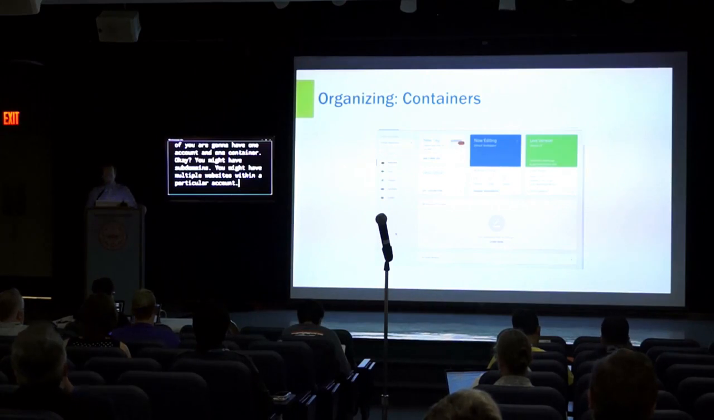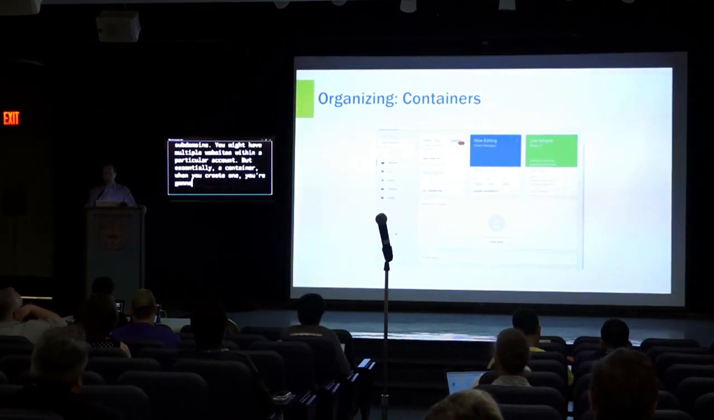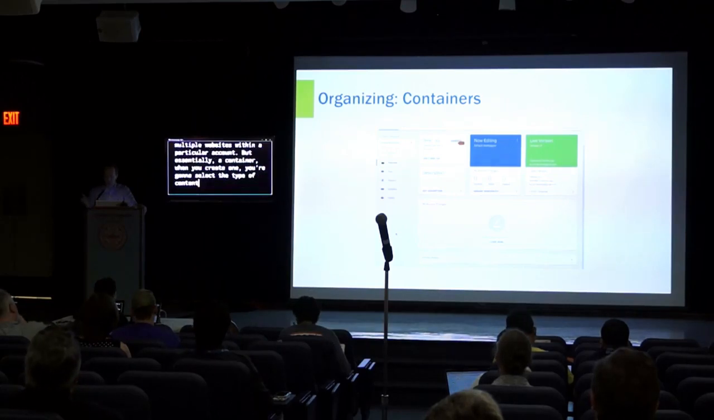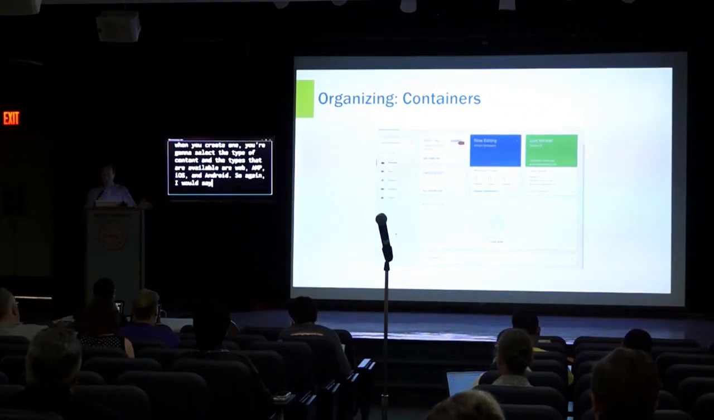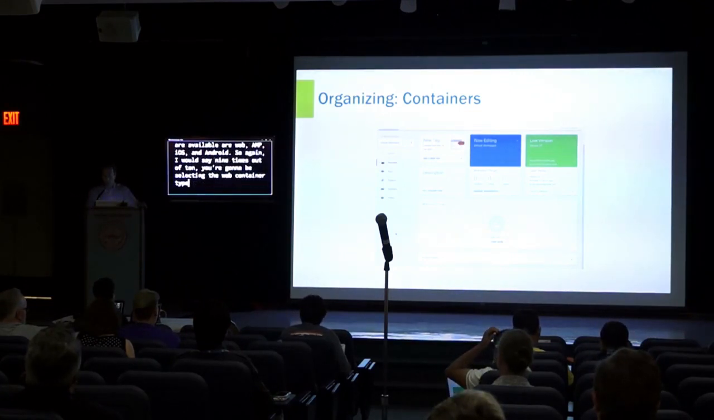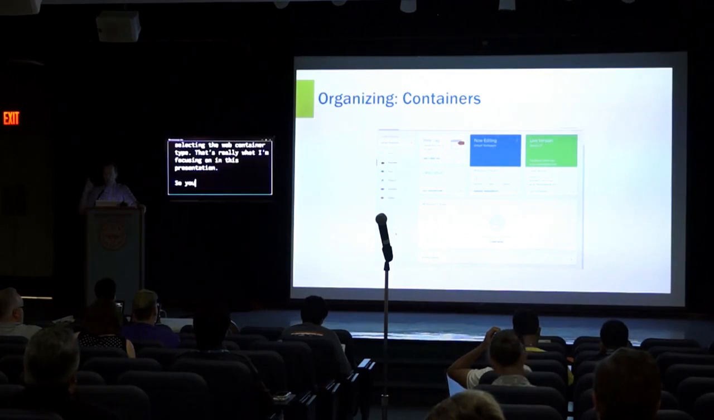but essentially, when you create a container, you're going to select the type of content, and the types that are available are web, AMP, iOS, and Android. So again, I would say 9 times out of 10, you're going to be selecting the web container type. That's really what I'm focusing on in this presentation. So you have one container per website.